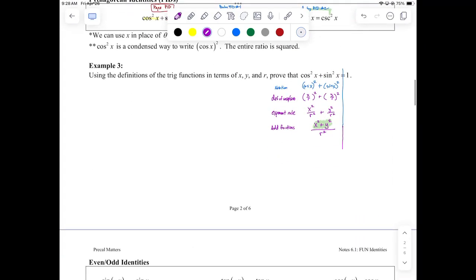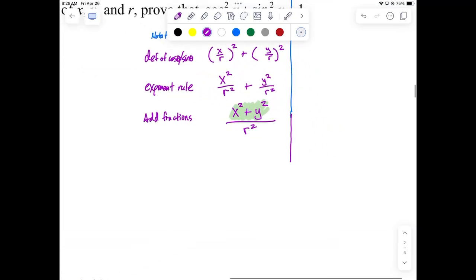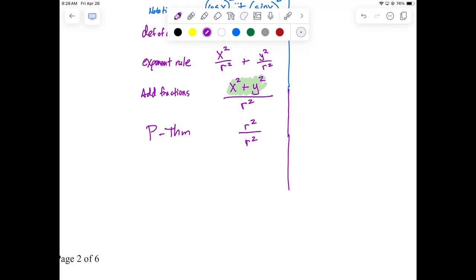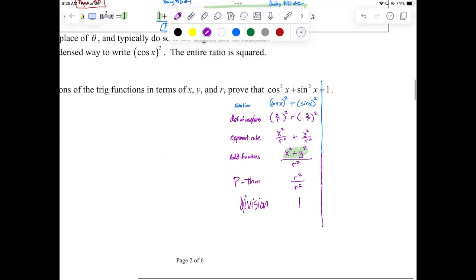Yeah, so what? Look, everybody. I can replace x squared plus y squared with r squared. This is the Pythagorean theorem, which is where the identities get their name. And now what's r squared divided by r squared? 1, that's division. Does the left side look like the right side?